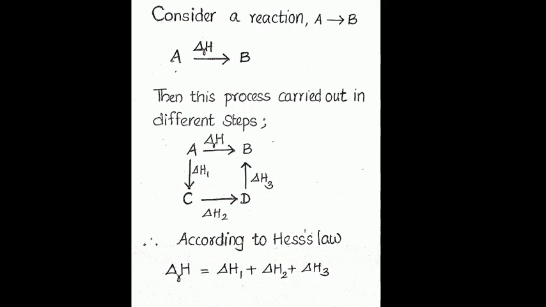Then according to Hess's law, enthalpy change of reaction delta HR is equal to delta H1 plus delta H2 plus delta H3. That means if a reaction takes place in several steps, then the standard enthalpy change of the reaction is the sum of the standard enthalpies of intermediate steps, or otherwise the law states that the enthalpy change in a reaction is the same whether the reaction takes place in one step or several steps.